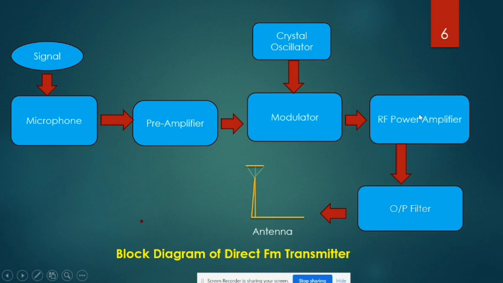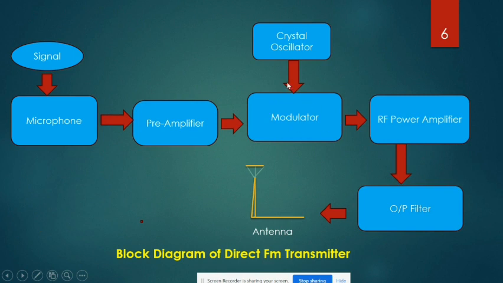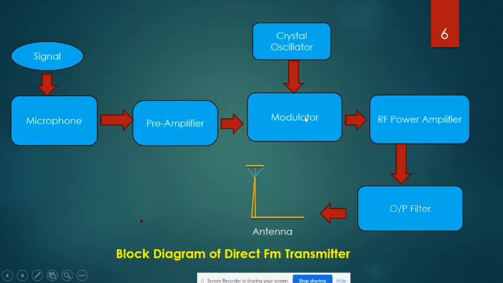Now we can see the RF power amplifier. The modulator circuit modulates the RF signal according to the audio signal and produces the modulated RF signal as the output. Then the modulated radio signal coming from the modulator circuit has a low amplitude, so it cannot be transmitted for a long distance.